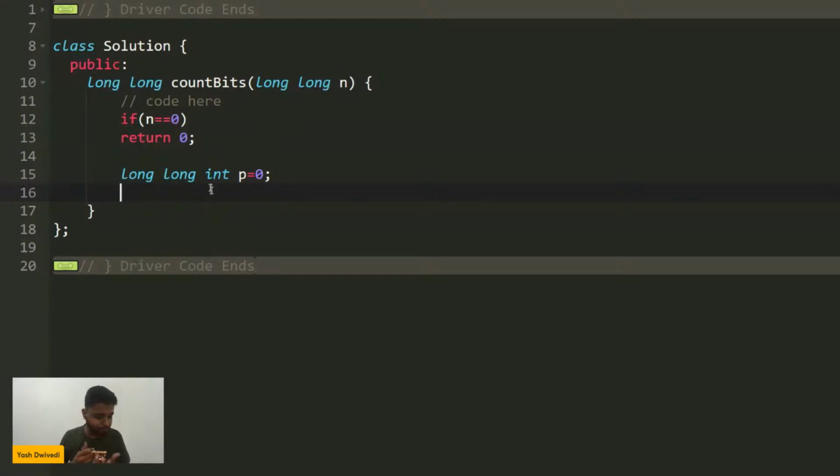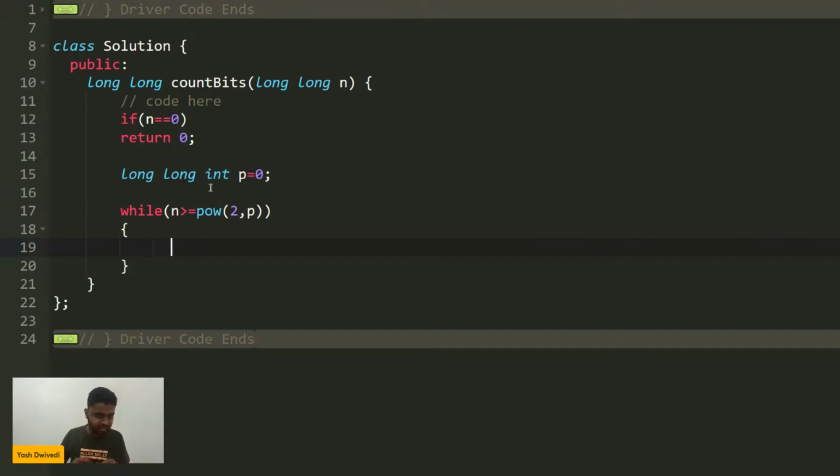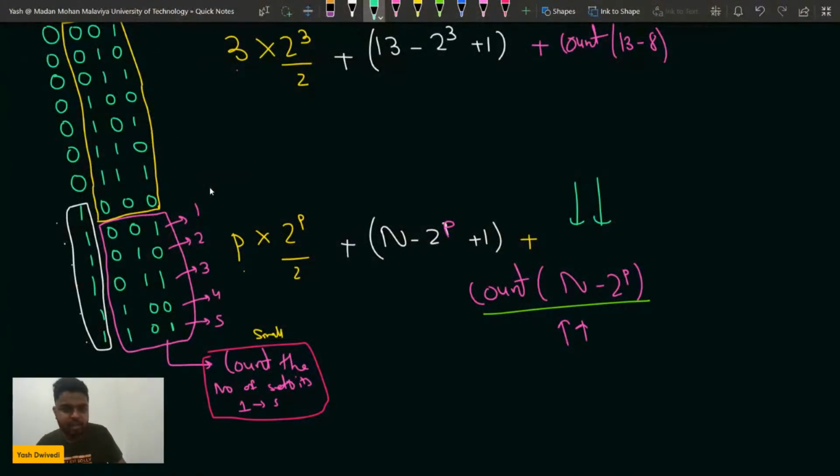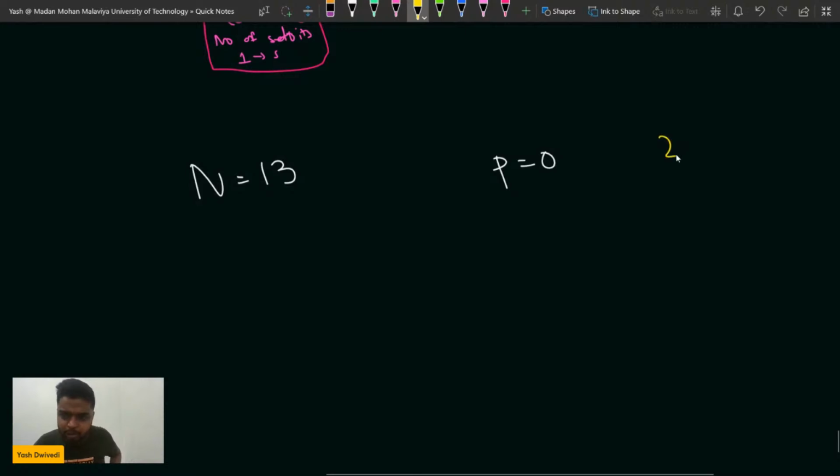Then you have the initial p value which is marked as 0. So I will check while the number is greater than or equal to 2 to the power p. If the n value is greater than or equal to 2 to the power p, then I'll keep on doing p plus plus. Now what do I mean by that? Let's say the n value was 13, and the p value initially starts from 0. So I check, is n greater than or equal to 2 to the power p? That is what I keep on checking, and if it is, then I keep on doing p plus plus.